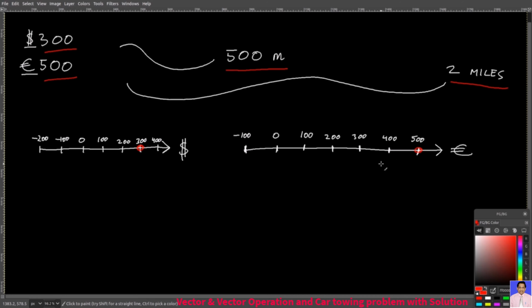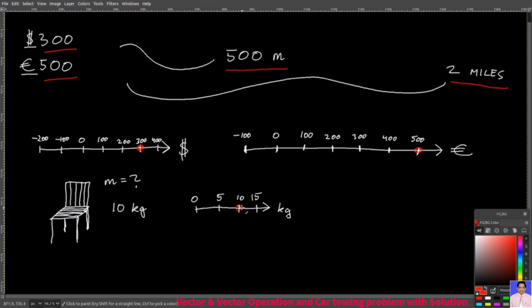Or I can ask you what the mass of a chair in your room is. And you can say that it's 10 kilograms. Again, you only need one dimension for that. One axis and 10 is here.